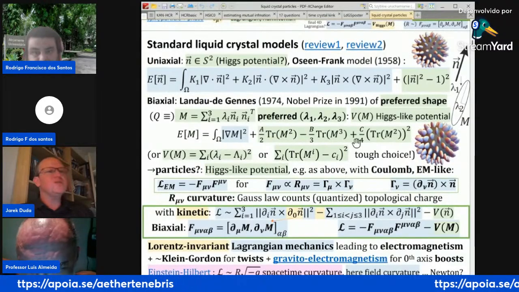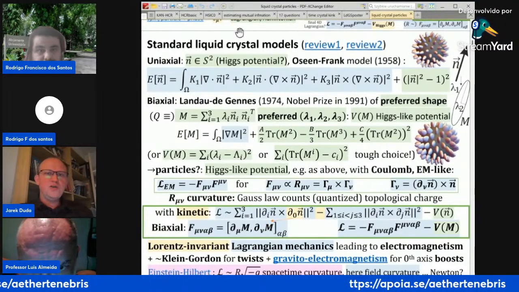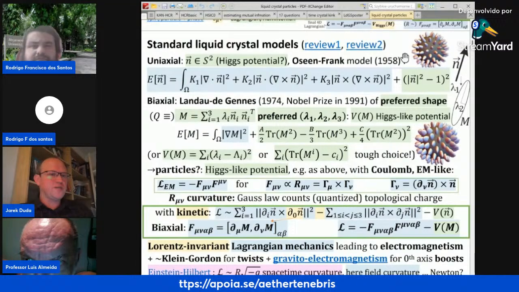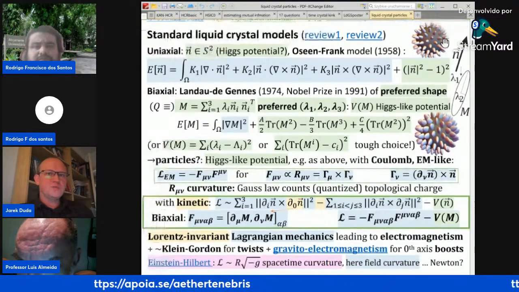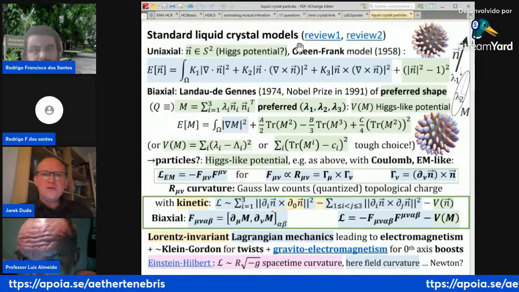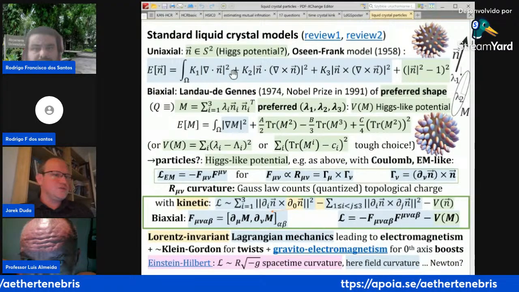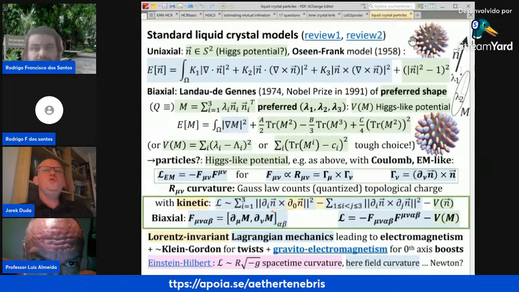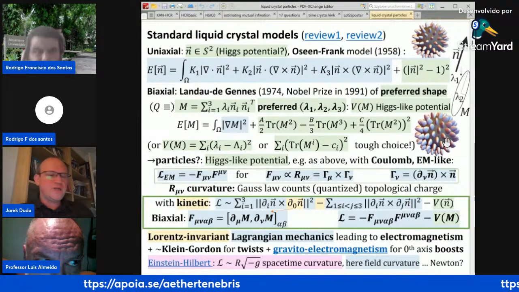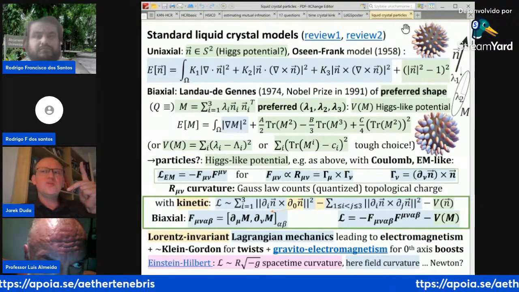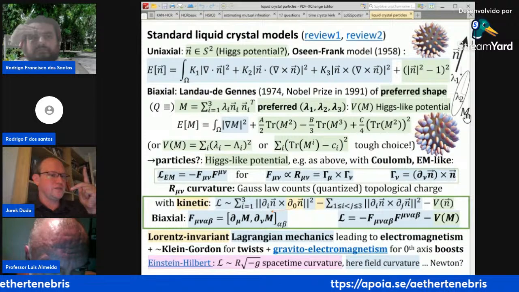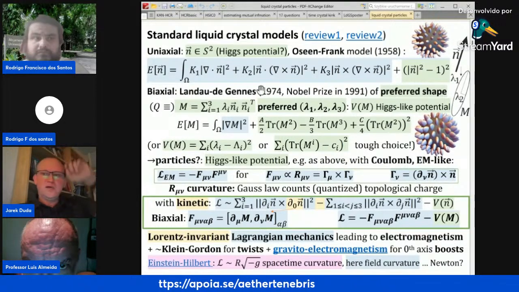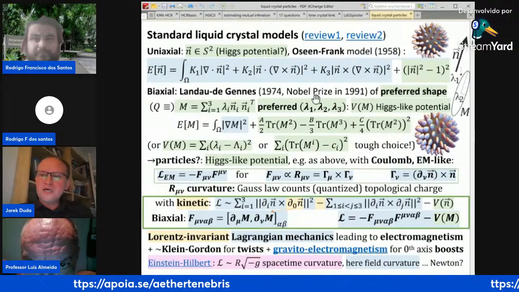But this is the liquid crystal view. Liquid crystal people first start with this kind of field of just unit vectors, and this is called the Oseen-Frank model, and they guess some energy, we can say Hamiltonian. Then we need to go to the biaxial nematic, where we recognize the three axes. This is only one axis. Now we would like to recognize the three axes, and this is the mentioned Landau-de Gennes model, who got the Nobel Prize.